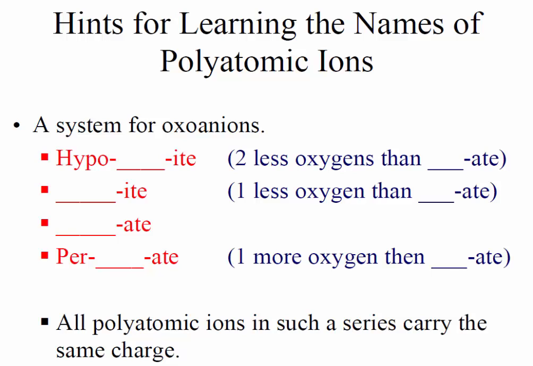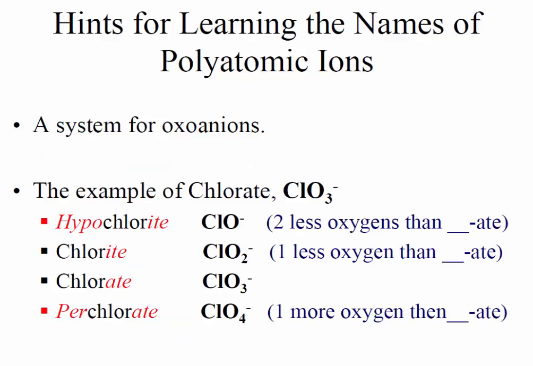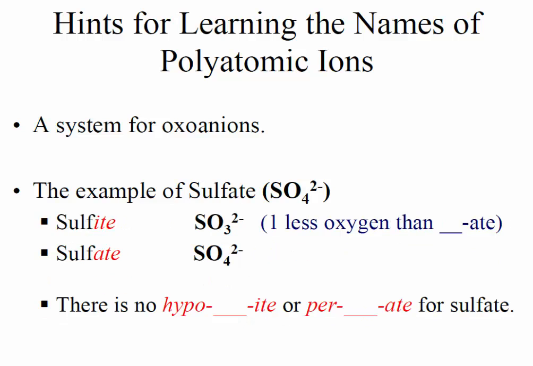So if you can memorize what the ate version is, you should be able to figure out what a lot of the other ones are based on this general pattern. Here's this example I was talking about with chlorate. So chlorate, ClO3. The ite version has 1 fewer oxygen. The hypo-ite has 2 fewer oxygens, and then the per-ate version has 1 more oxygen.